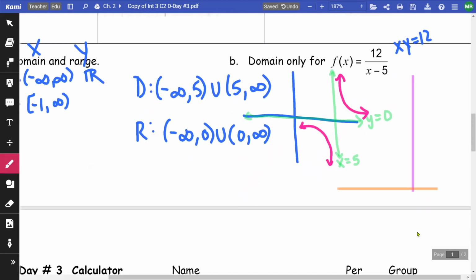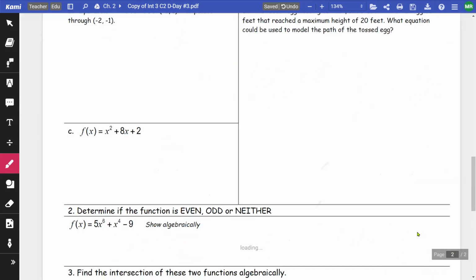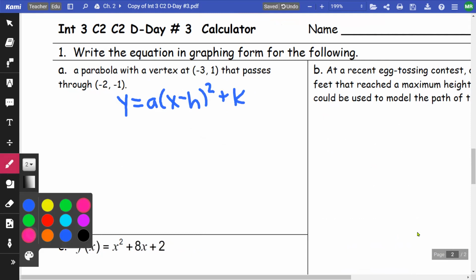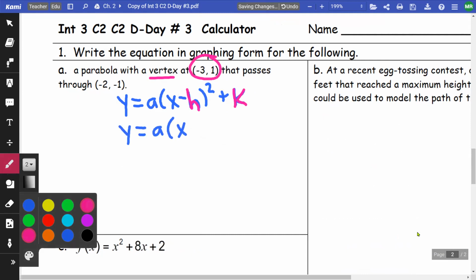Okay. Backside. On the backside, this one here, the equation of a parabola is y equals a times (x minus h) squared plus k. And the vertex is going to go in for my h and my k. So I am going to have y is equal to a times (x plus 3) squared plus 1.